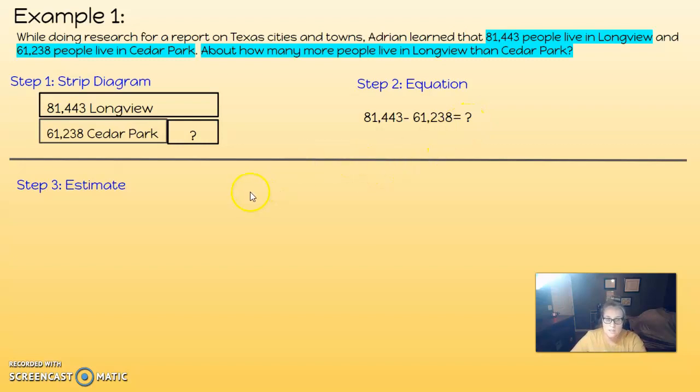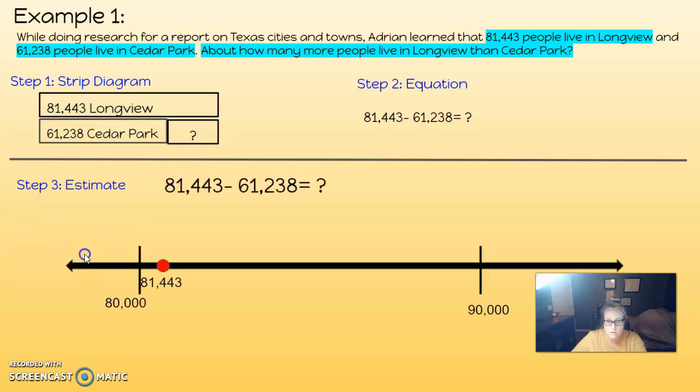So now we're going to estimate. So I'm going to write down my equation again. 81,443 minus 61,238. Now, if you think back to last week, we used number lines to help us with rounding to decide what the closest number was. And we're going to do the same exact thing. We're going to first start with our 81,443. So the first thing that I've done is I've drawn my number line. I have decided which two benchmark numbers I'm going to use. So I'm rounding to the nearest 10,000s because both of these numbers are in the 10,000s.